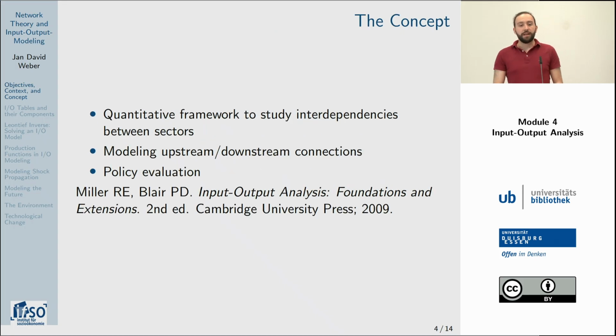The concept is that with input-output models we have a quantitative framework to study the interdependence between sectors of firms. And what we see here is that we are able to model upstream and downstream connections in the economy. So from which sector does another sector purchase? And which sectors purchase how much from which sector? So you are able to not just look at supply chains, but we actually have the supply network for the whole economy in one matrix.